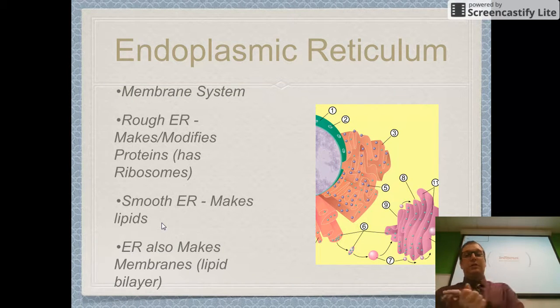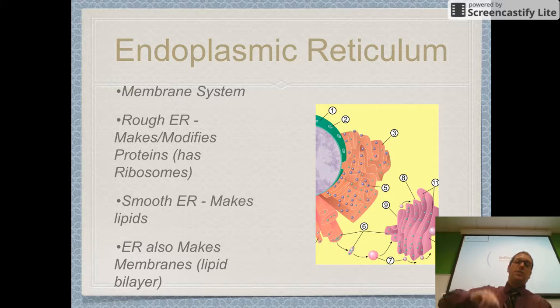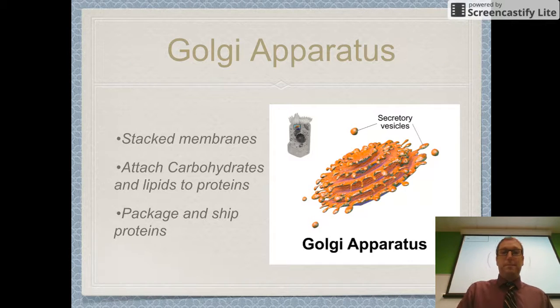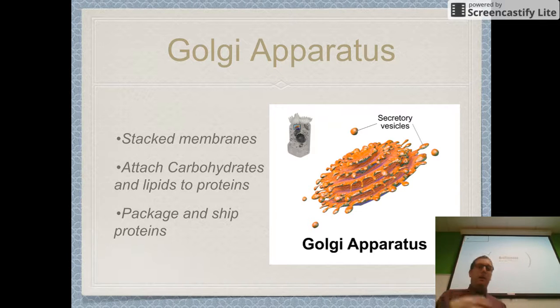So the rough ER helps make proteins with the ribosome, and helps make lipids and therefore membranes. The next one is the Golgi apparatus. The Golgi apparatus is a series of stacked membranes. They attach carbohydrates and lipids to proteins. Lots of times, especially ones on the outside of cells, are marker carbohydrates.